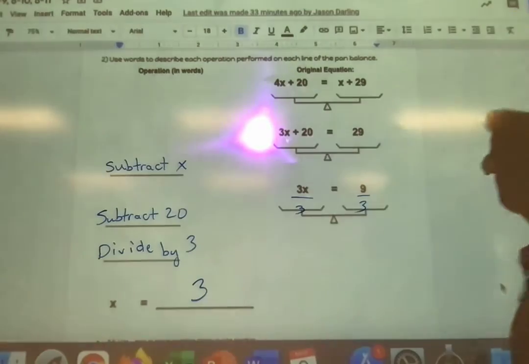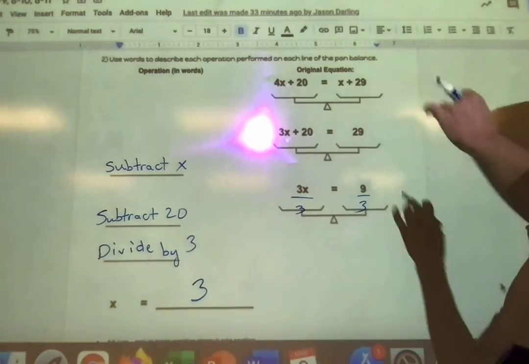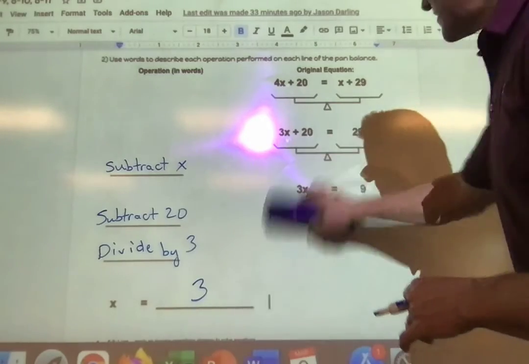So again, pause this, we'll go look at the back side, make sure this is copied, and then we'll talk about the back side.